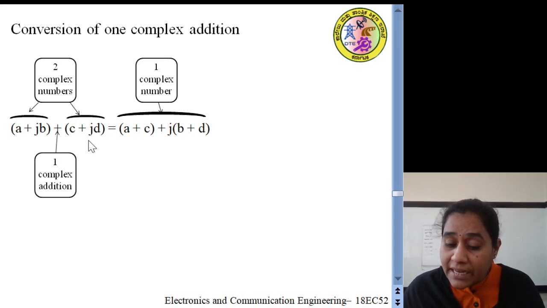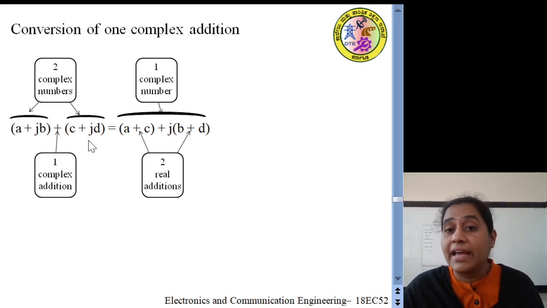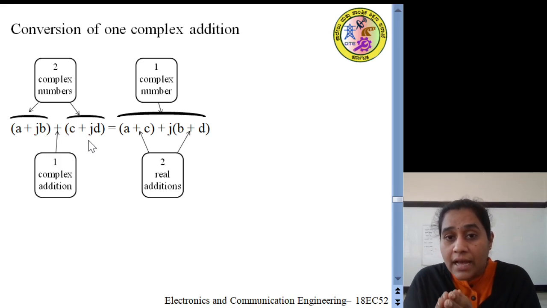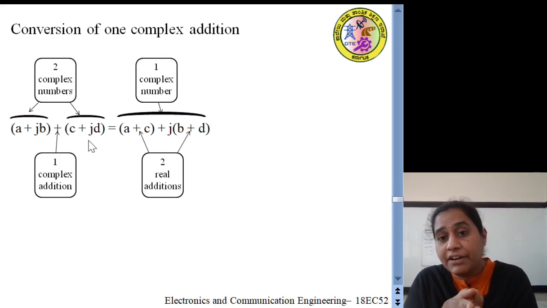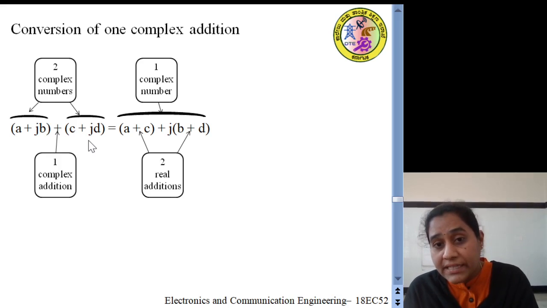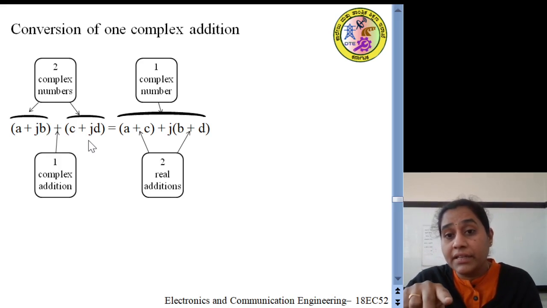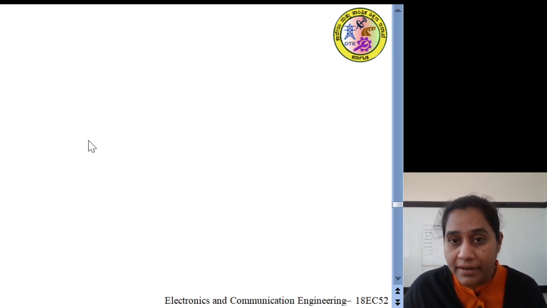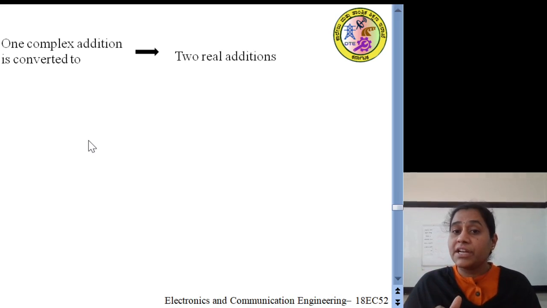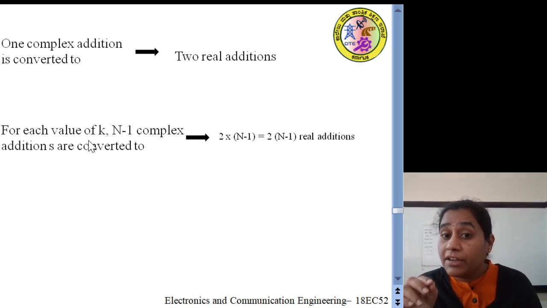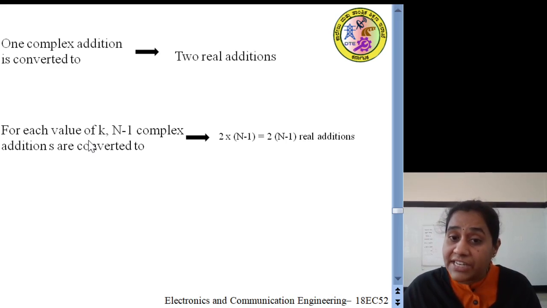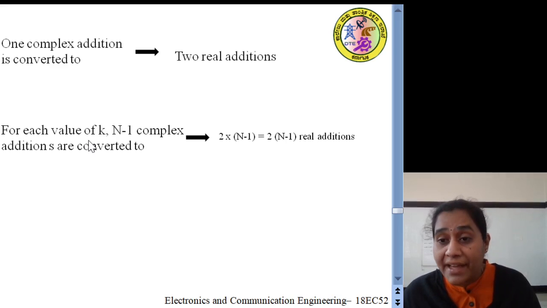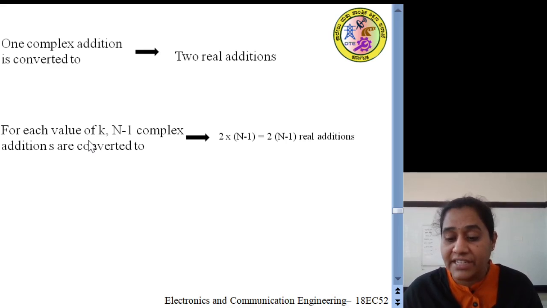One complex addition is now converted to two real additions. Hope you understood this. One complex addition involves two complex numbers, but this simplified form has two real additions with one complex number. But for each value of k, there are n minus 1 complex additions, as we considered before. So n minus 1 complex additions are converted into 2 times n minus 1 real additions.